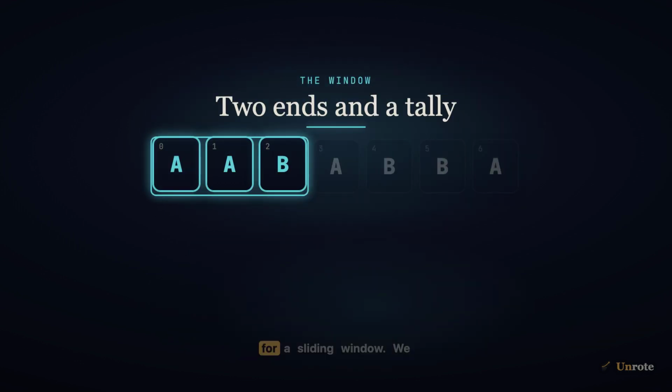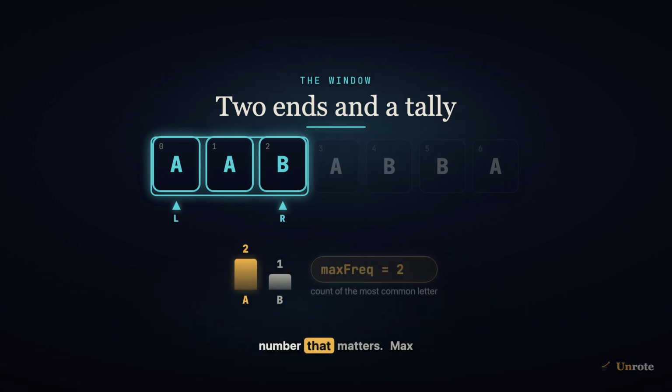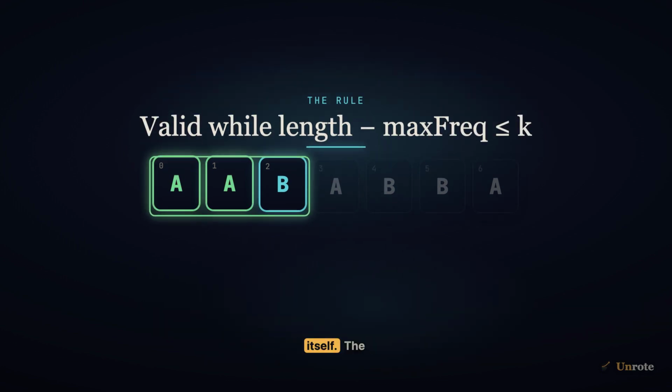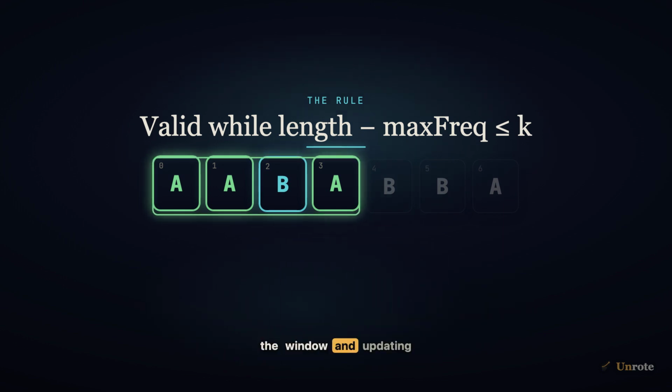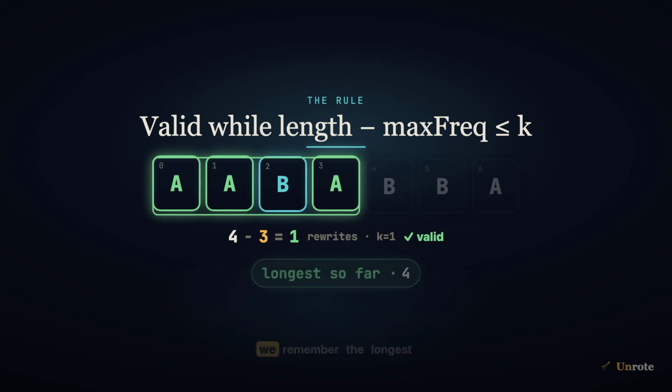That formula begs for a sliding window. We keep two ends, left and right, and a tally of how many of each letter sit inside. From the tally, we always know one number that matters, max freq, the count of the most common letter in the window right now. And the rule writes itself. The window is valid while its length minus max freq stays at most k. So we push the right end out, growing the window and updating the tally. As long as it stays valid, we keep stretching, and we remember the longest length we've ever seen.